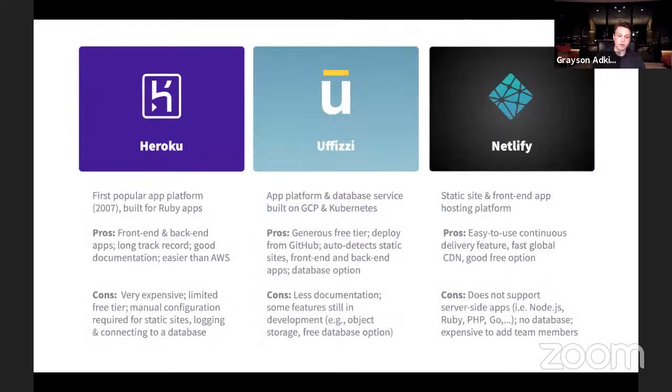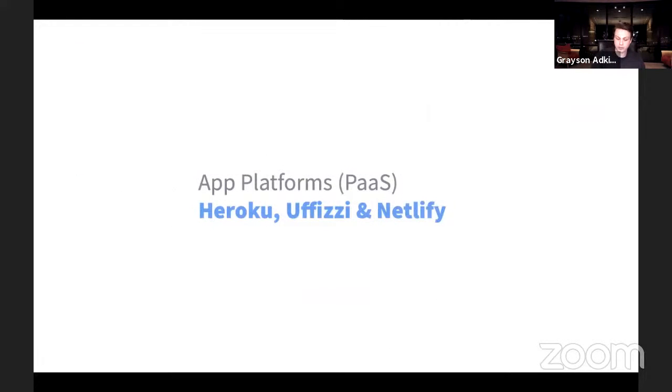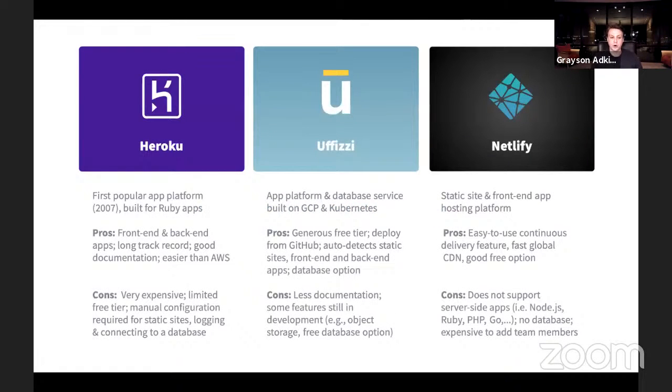Third, we'll talk about platforms. These are the three I'm going to point out: Heroku, Uffizzi, and Netlify. Heroku is the first app platform built for Ruby apps back in 2007. First popular one. They're focused on front end and back end apps. They have a long track record, having been in business for over 10 years. Good documentation, and they're generally easier to use than AWS.